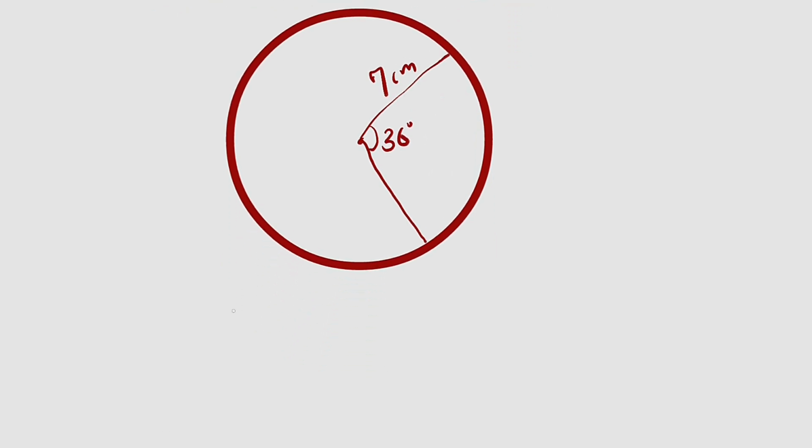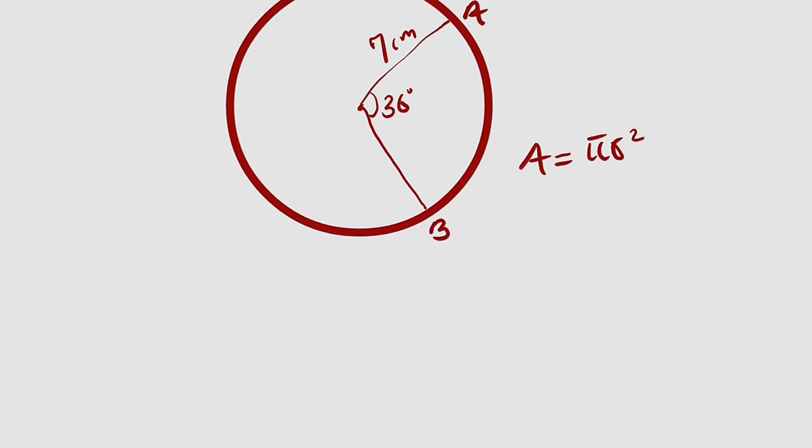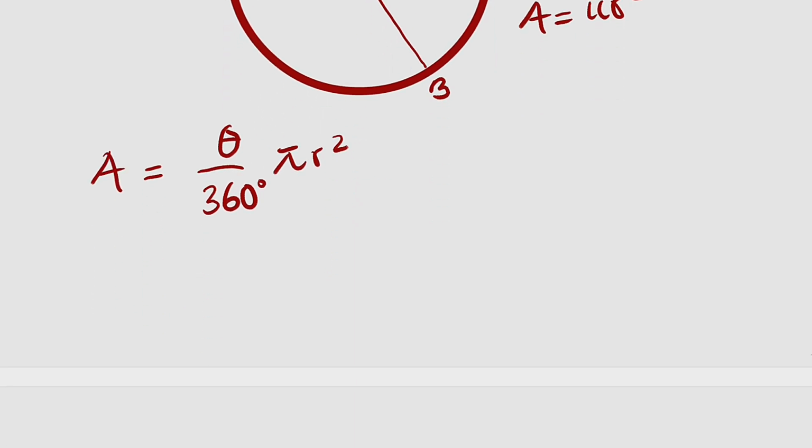So area of a circle, remember, is given as pi r squared. But this is just a portion of a circle. Therefore, we're going to take, this is AB, remember, this is AB, an arc. So to find the area of this, we are going to take the angle subtended out of the total angle of a circle, which is 360. Then we multiply by pi r squared. So this is the area that we are looking for. And the angle is 36 degrees.